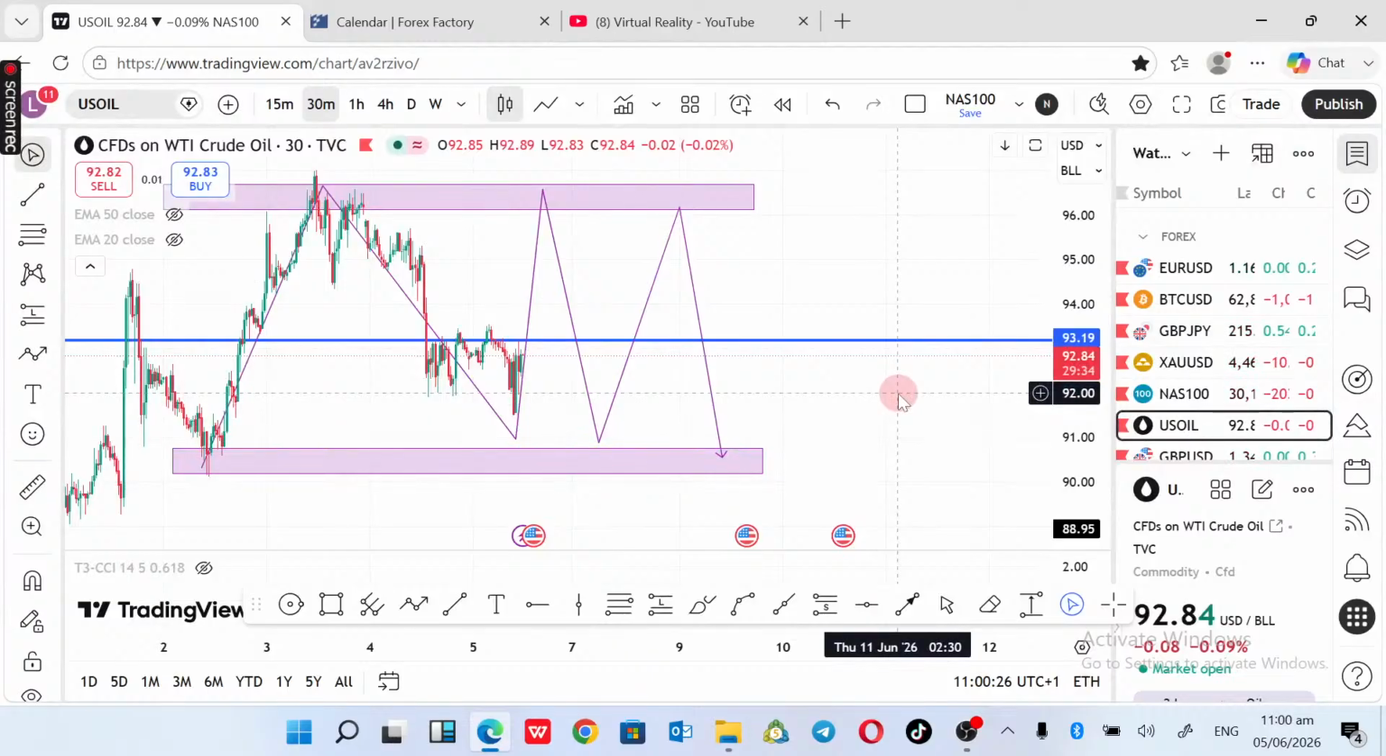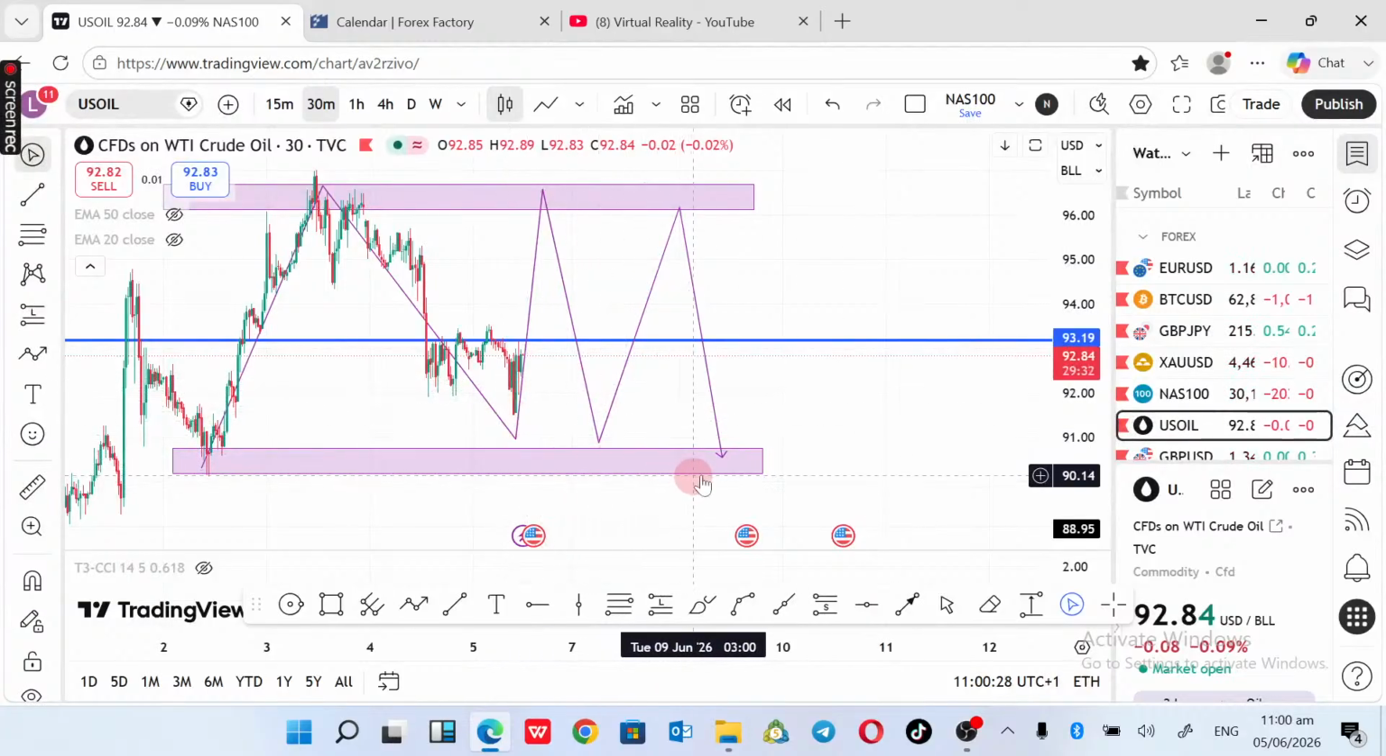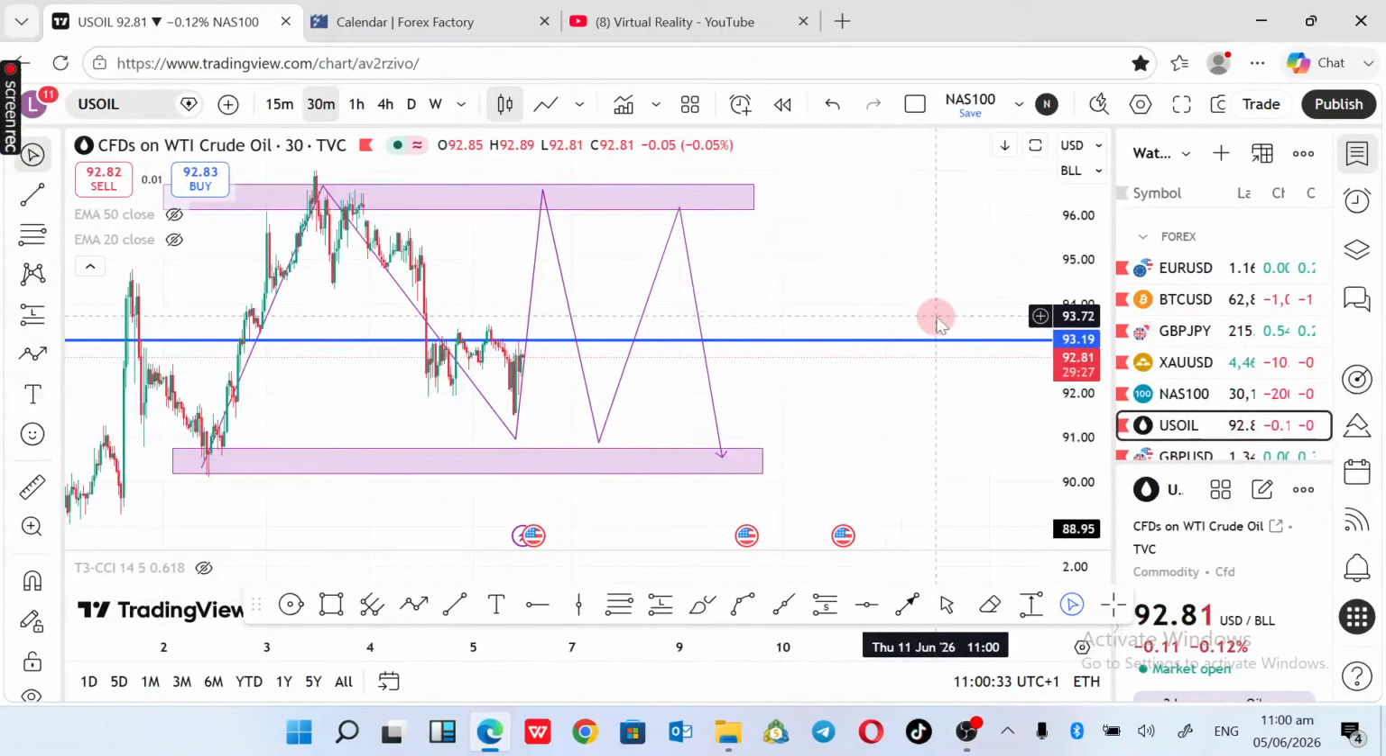So let's see if the market is able to drop down to $91 or $90. We'll go for a buy to $96. So that is what we're expecting for US oil for today.